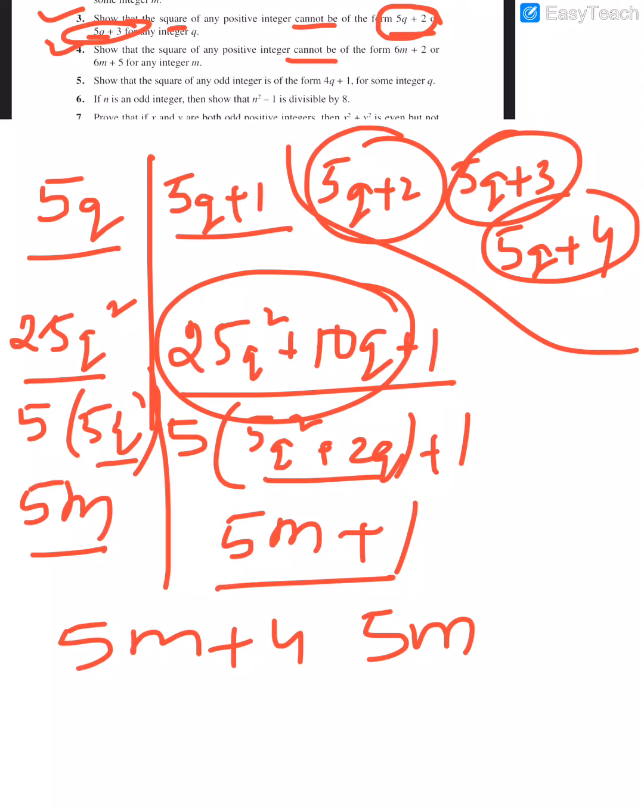So you can say clearly it is only possible to get only these forms. 5m we can get, 5m plus 1 we can get, 5m plus 4 we can get, but we cannot get 5m plus 2 or 5m plus 3 forms. So that is what you are going to write for both the questions. Try once. Next question, the fifth one.